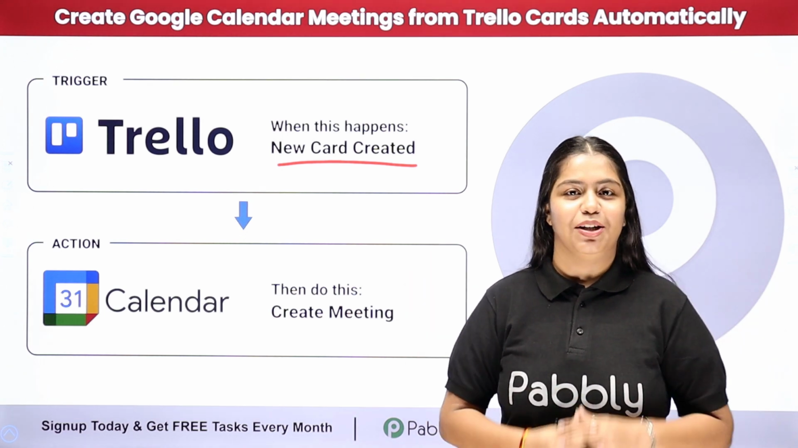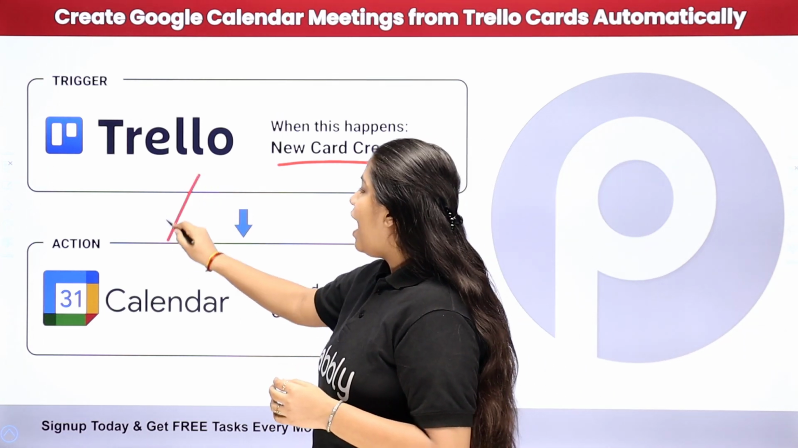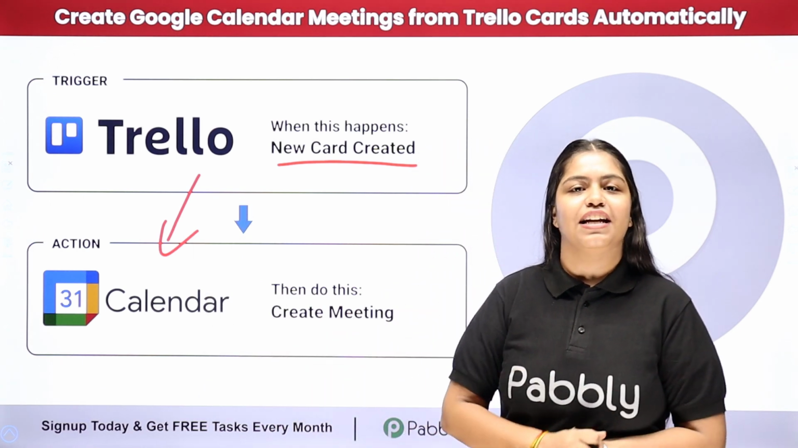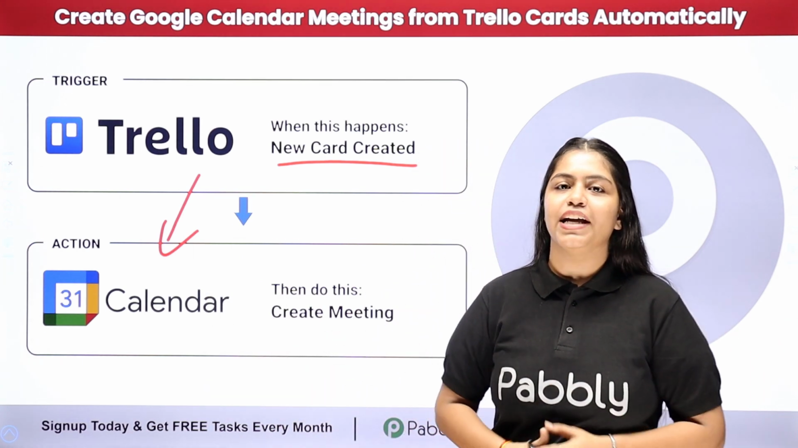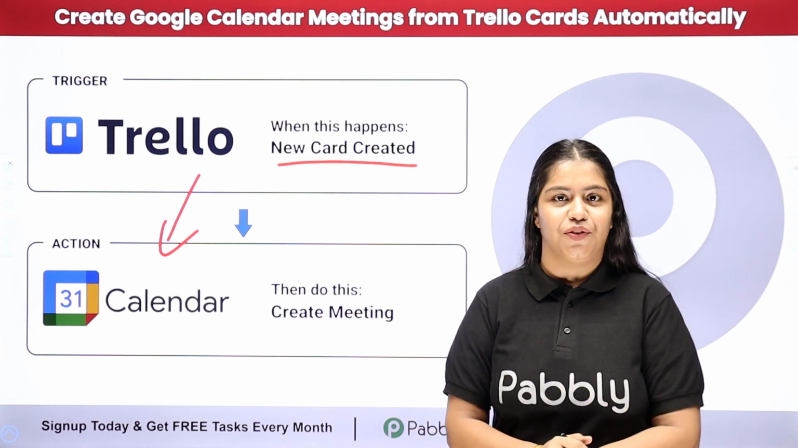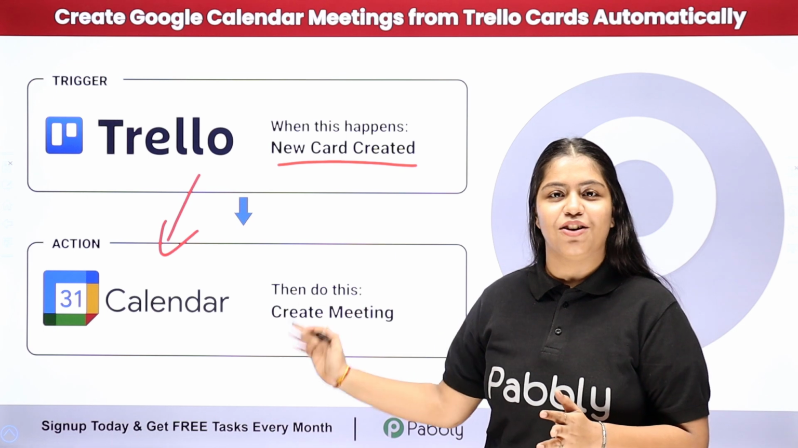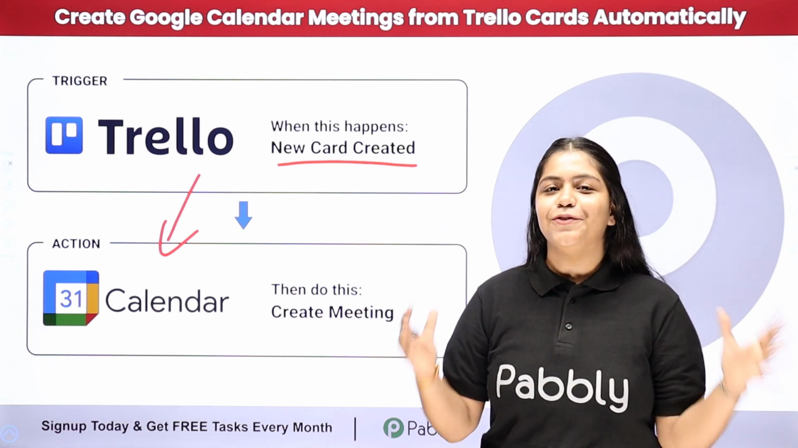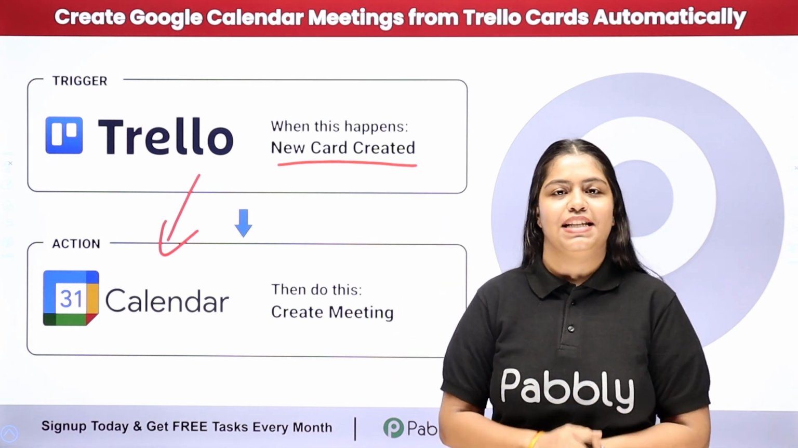So to do this, we are simply going to create a connection between Trello and Google Calendar, and to create this connection without knowing any programming or coding language, we are going to use Pabbly Connect. It is an amazing automation software. So if you also want to create this amazing automation for your own business, then for that you have to come with me towards my screen.